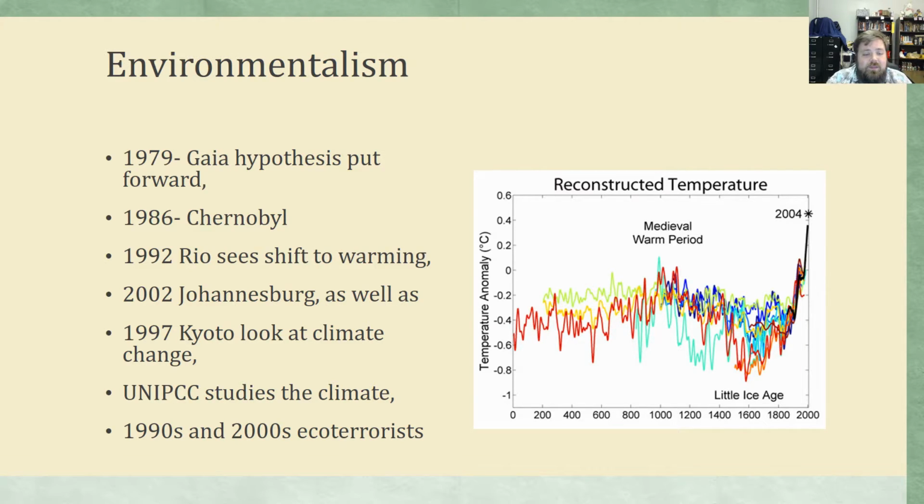And around the same time, we see a shift in political violence as well. We see the emergence of eco-terrorists, right? Terrorists that are trying to defend the environment. So where does this tie back in with international politics, right?